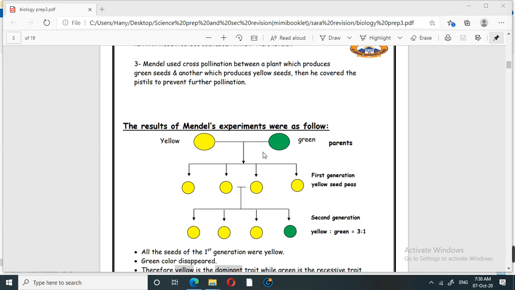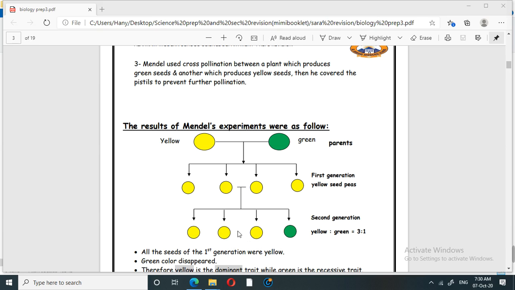After ensuring that both of them are pure, he made a cross-pollination between them and found that all the first generation were a yellow seed color. He took randomly two of them and made a cross-pollination between them. He found that the second generation were 3 yellow colored seeds to 1 green seed. This means that the yellow color is the dominant character.